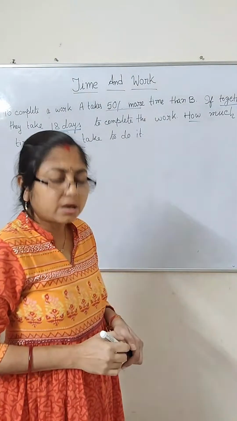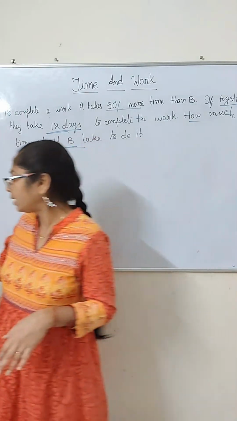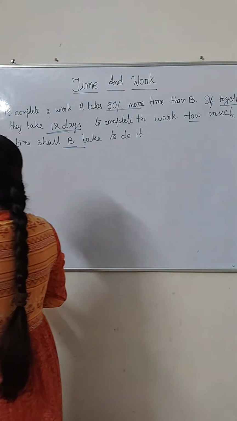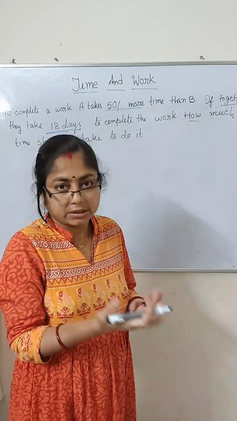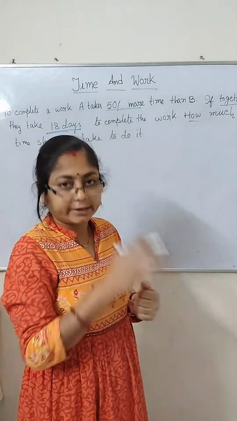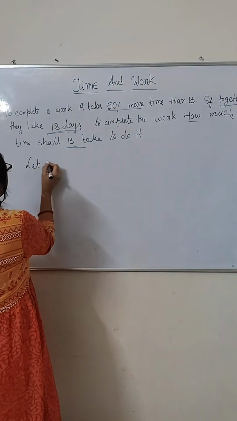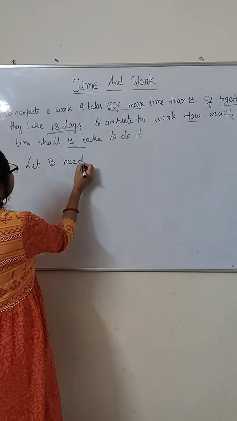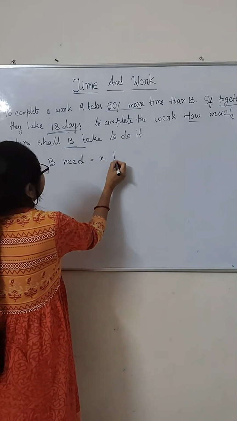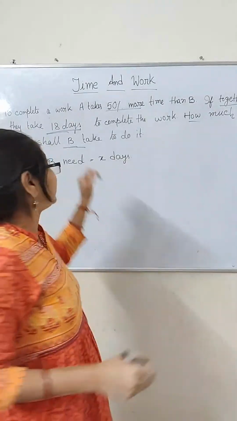ठीक है? Clear? First you mark the keywords. Keywords क्या है? mark कर लिया. फिर आगे क्या लिखना पड़ेगा? I do not know how many days B need. So I can write in this way. Let B need X days. X day का time लगा. According to the question, what is the question?